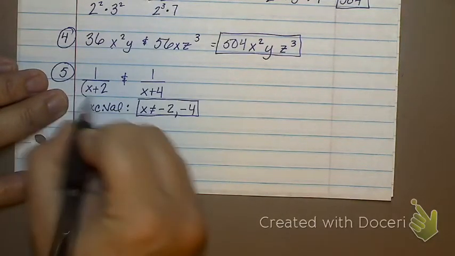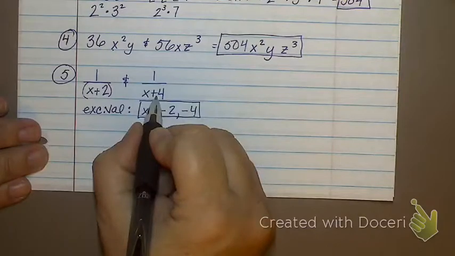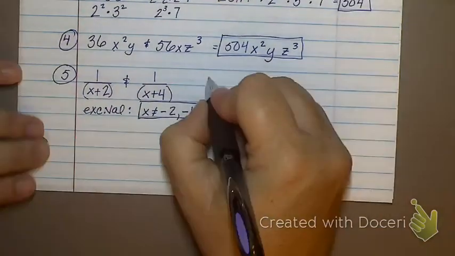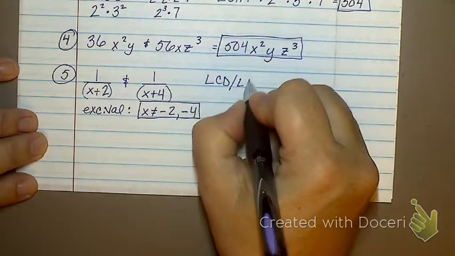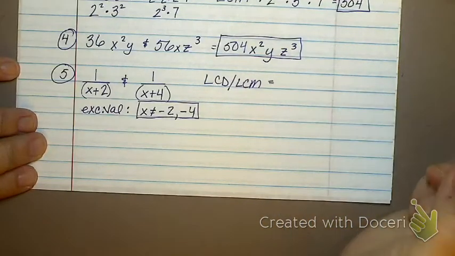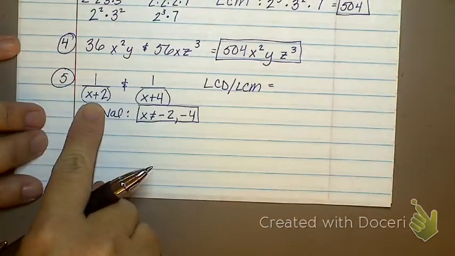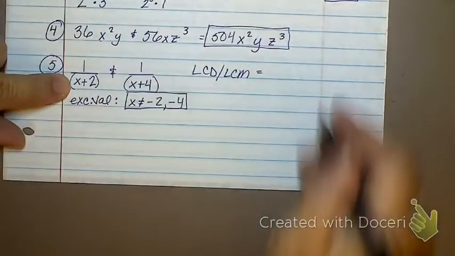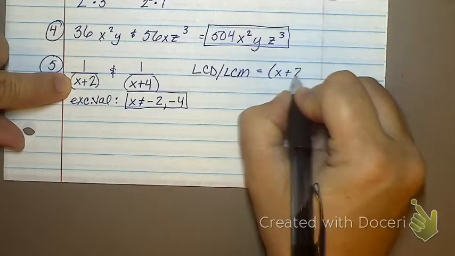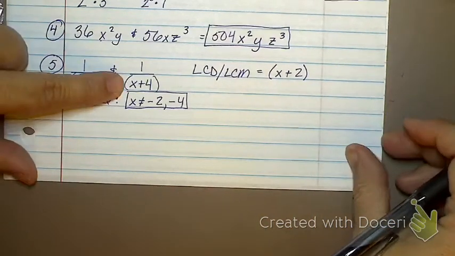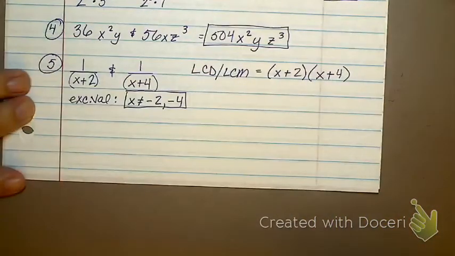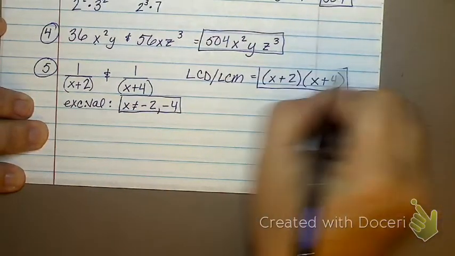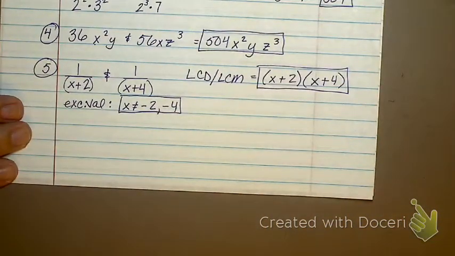So can this denominator be factored? No. So I'm going to put it in parentheses. Can this denominator be factored? No. So I'm going to put it in parentheses. My LCD, or in other words, the least common multiple of the denominators, is going to be, I have to treat each parentheses the same way I treated the numbers here and the same way I treated the letters here. So I have an x plus 2 represented. It has to be in my LCM. I have an x plus 4 represented. That has to be in my LCM. That's my least common denominator, or my least common multiple.